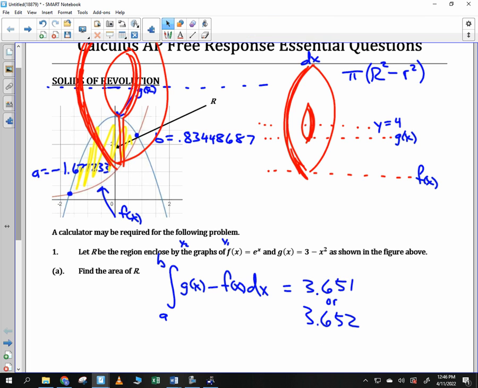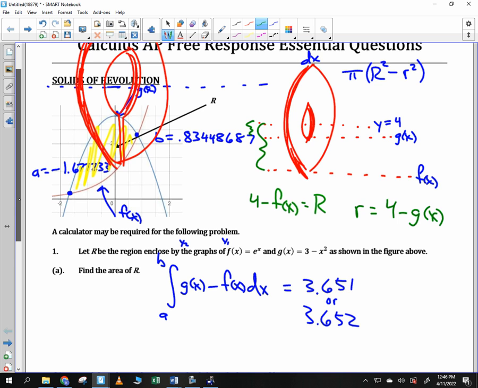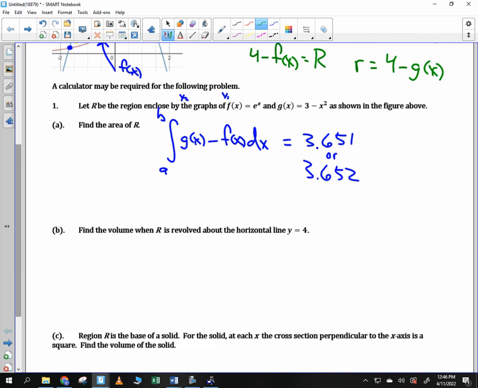So how do we determine the large radius? Top minus bottom. So what would that be? 4 minus f of x. So 4 minus f of x, that's equal to big R. So what's little r? This is what you did wrong on the test. Good. 4 minus g of x. A lot of people did g of x minus f of x. See the difference between 4 minus g of x, folks? That's your little radius. 4 minus g of x. Good. So I have my big R, I have my little r.